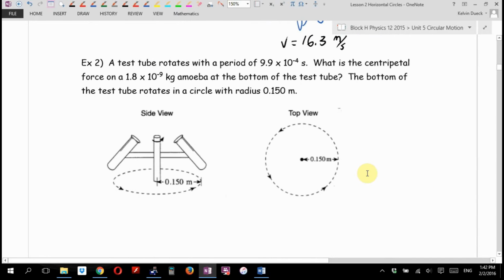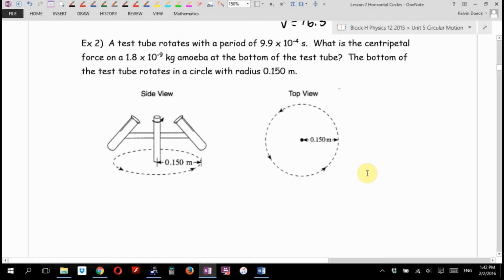Example 2, a test tube rotates with a period of 9.9 times 10 to the negative 4 seconds. What's the centripetal force on a 1.8 times 10 to the negative 9 amoeba at the bottom of the test tube? The bottom of the test tube rotates in a circle with radius of 0.15 meters. Clay, what's this question asking me to find? Centripetal force? Centrifugal is a fictitious, not a force, it's inertia. Okay. Centripetal. Centripetal. Centripetal.